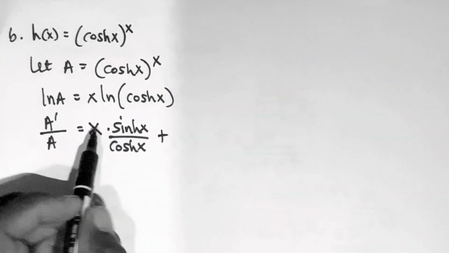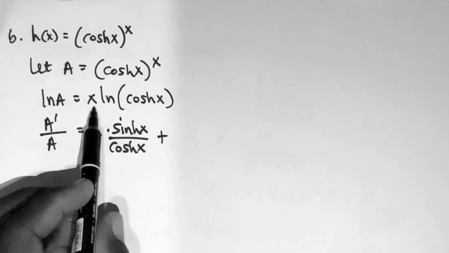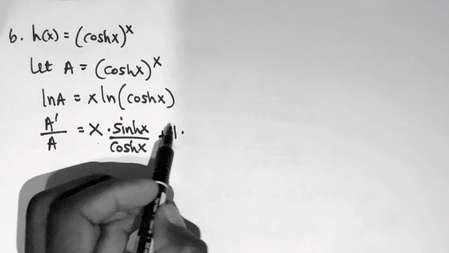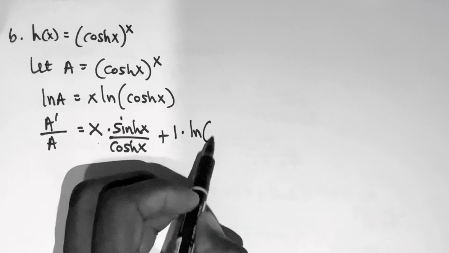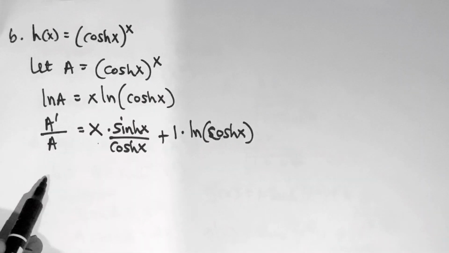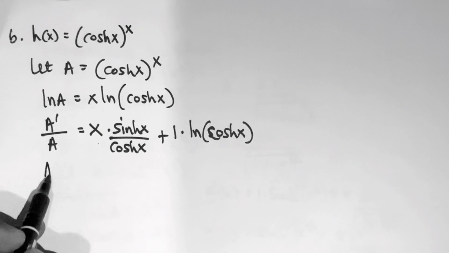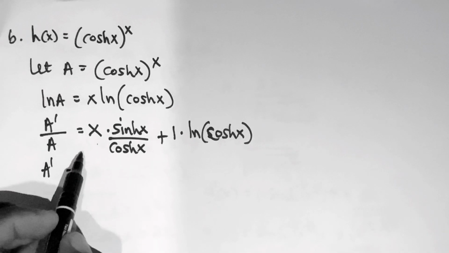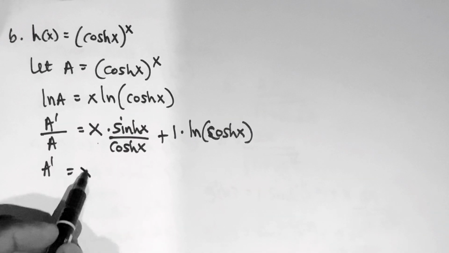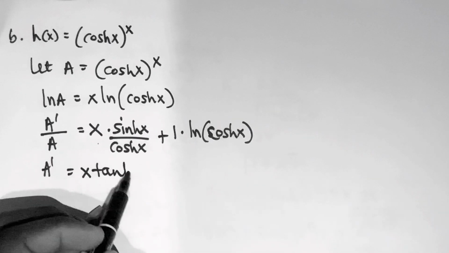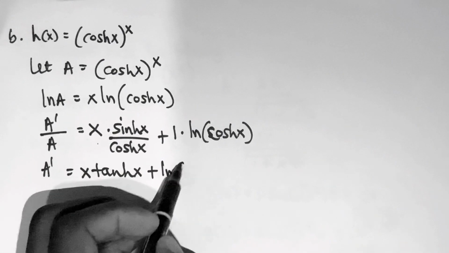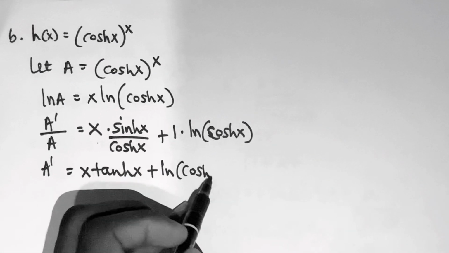Then plus, you keep ln cos x constant, you differentiate x. If you differentiate x, it is 1. So here becomes 1 times ln, in brackets, cos x. So a prime is equal to, now sin x over cos x is tan x, so it becomes x tan x, then plus natural log of cos x.